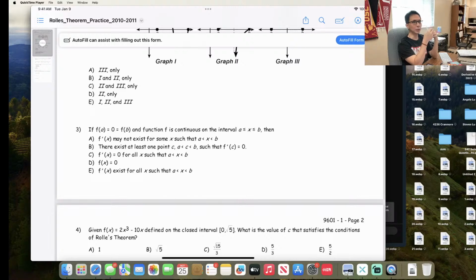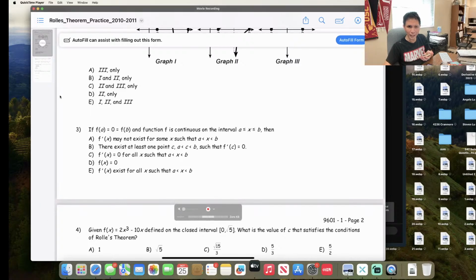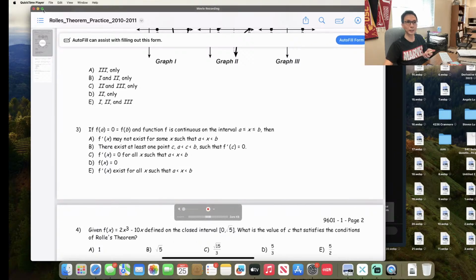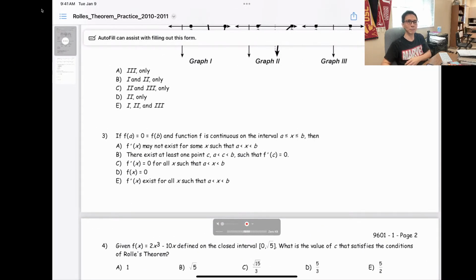Because when you look at things like this, you are gonna have to pay attention to all the details that you can think of. So they say f(a) equals f(b). Bennett, put your computer away. f(a) equals f(b), that's just the third condition. But they also said f is continuous, that's the first condition. They're missing the second condition because they never say it's differentiable. Those are the things you have to read.